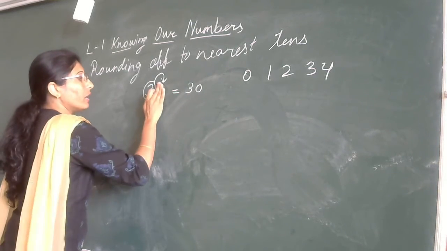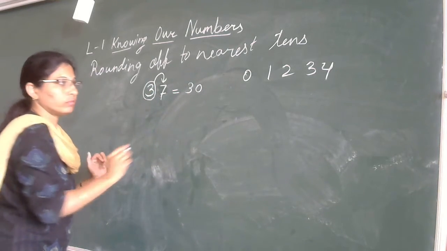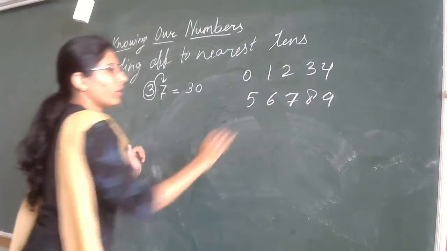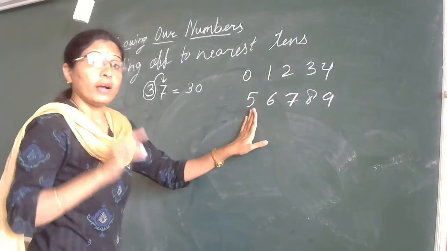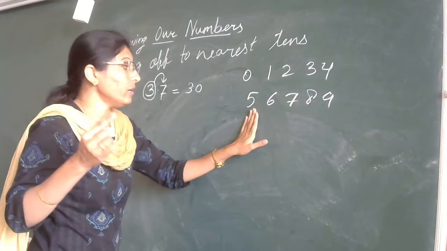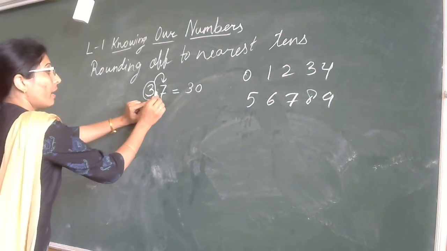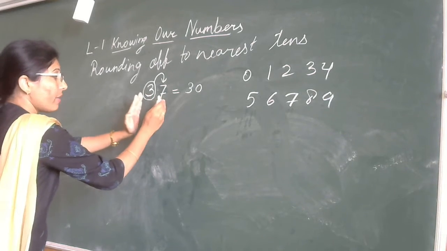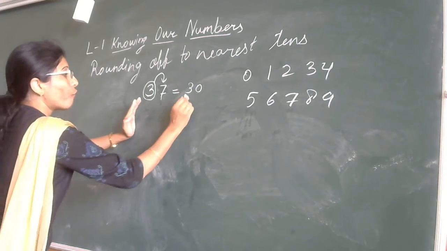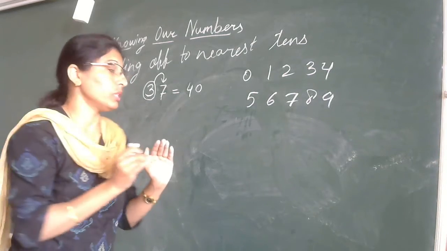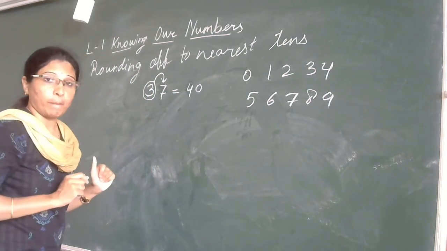But if 7 is there, it is equal to or greater than 5. So with 37, the number is nearer to 40. Like this, we have to look at the digit in the ones place.